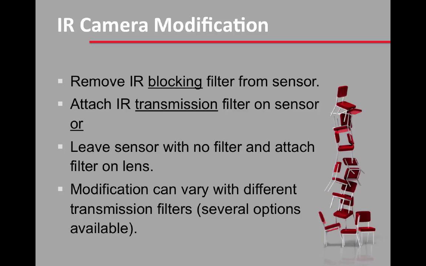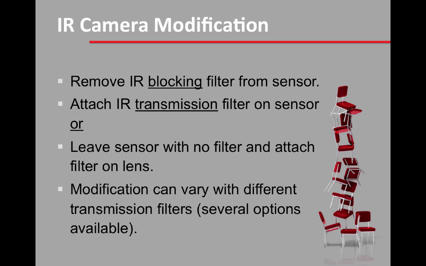Okay, so let's look now at how to modify a camera. As we discussed before, all digital cameras are highly sensitive to infrared, but the manufacturers, because of problems with lens design and chromatic aberration, and the fact that we don't want to record infrared most of the time, place an infrared blocking filter over the sensor. So the first step of modifying a digital camera to shoot infrared is the removal of that blocking filter. There are companies that can do this for you. I don't recommend you do it yourself. It costs between about $300 and $500 to modify a camera.